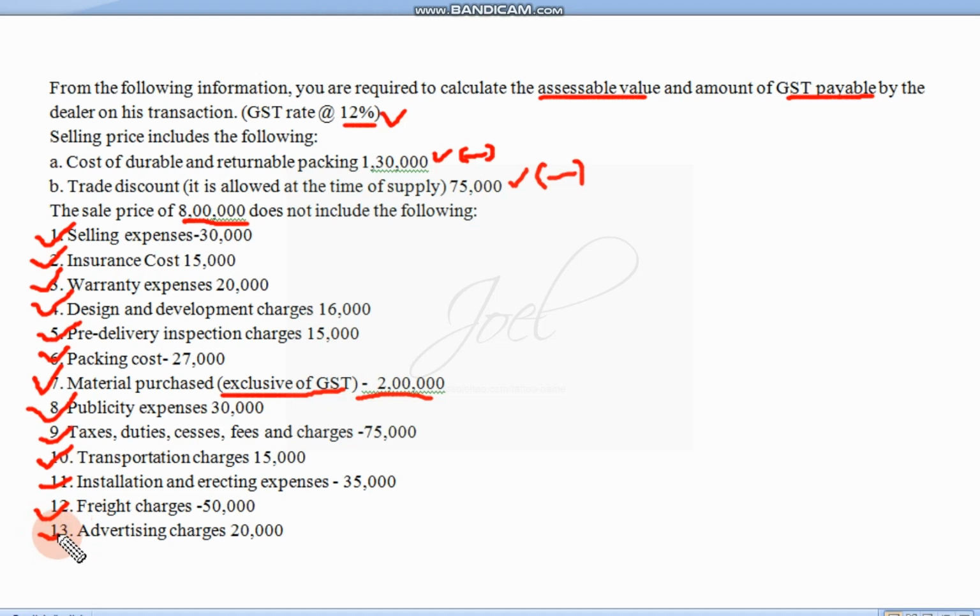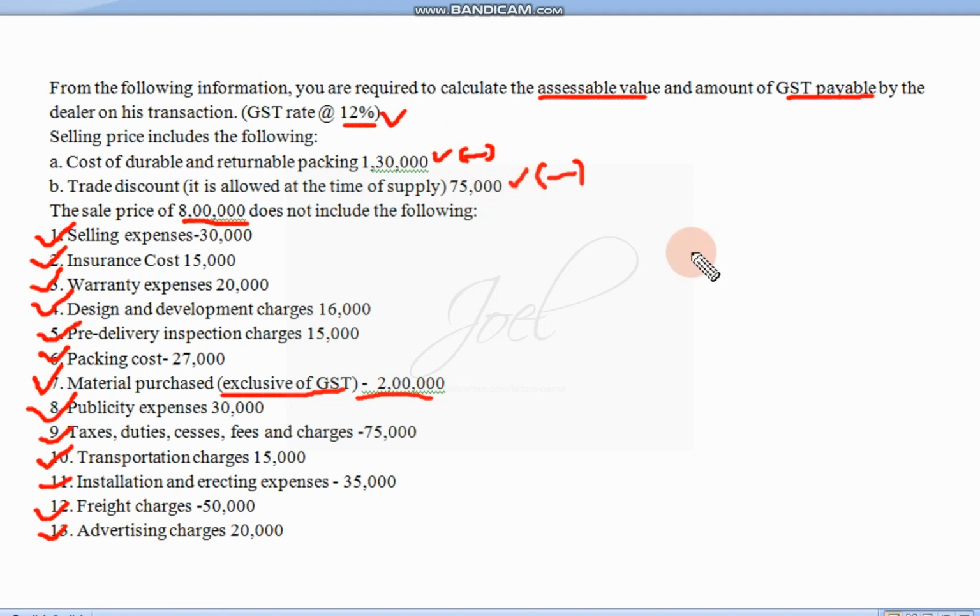Advertisement charges 20,000, that also we are considering. You can see here publicity expenses we have considered, so definitely we are going to consider advertisement charges. So whatever items are given here, all items we are going to consider, that means we are going to add, and we are going to deduct 2 items.